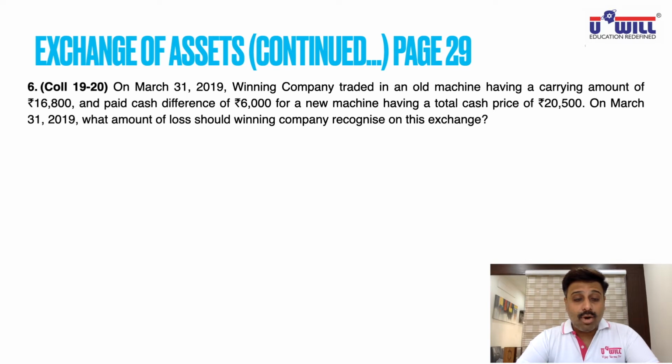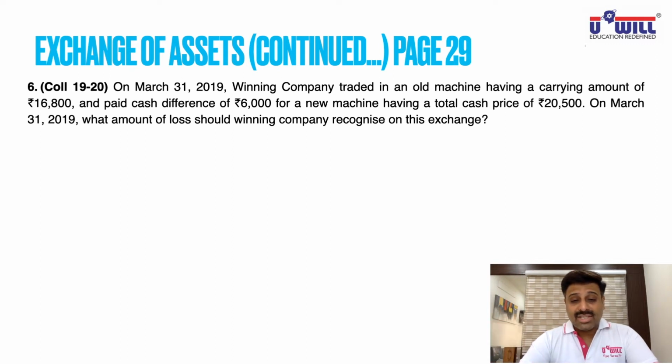Look at page 29. On March 31, 2019, winning company traded in an old machine having a carrying amount, means book value, of 16,800, and you also paid a cash difference of 6,000 for a new machine having a total cash price of 20,500. First of all, the new machine's cash price is 20,500. So the fair value of the new machine is available, that is 20,500.